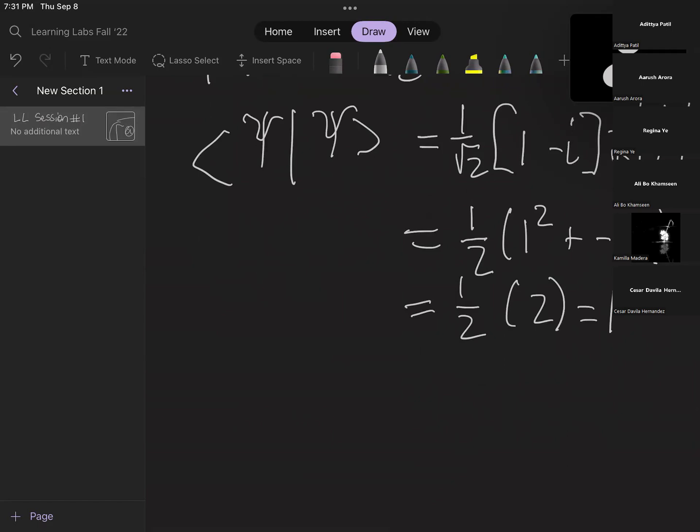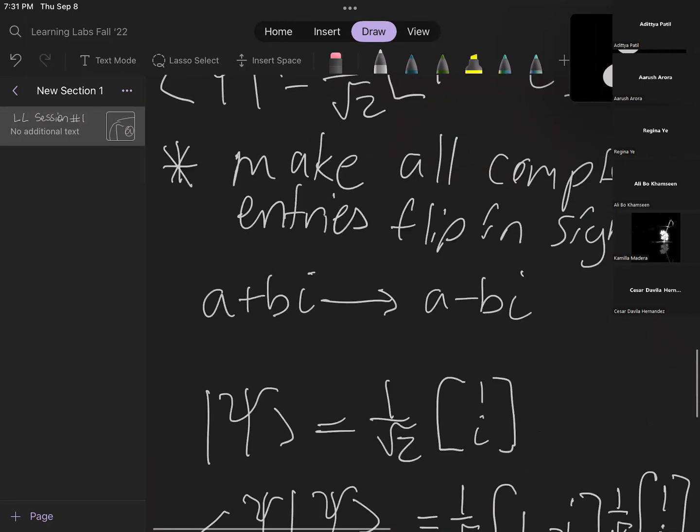Okay, so I'll get to that right now. Where else have you guys seen 1 over square root of 2? You can also write it as root 2 over 2. Triangles, right? Trig. Exactly. So the reason this is related to trig is, let's take our 0 state.